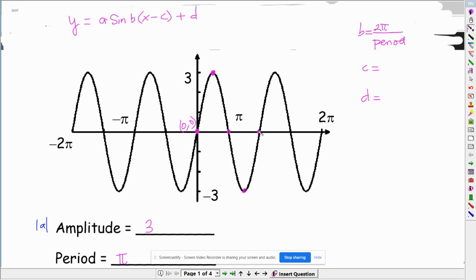Now we are going to find the values of A, B, C, and D. Let's start with A first. Since our amplitude is half of the distance between y max and y min, the amplitude is 3. And this is just a normal sine graph, so there's no reflection across the x-axis. So A is still 3. Then to find B, we will take 2 pi divided by the period. The period of this graph is pi. So B is 2 pi divided by pi. Simplifying, B is 2.